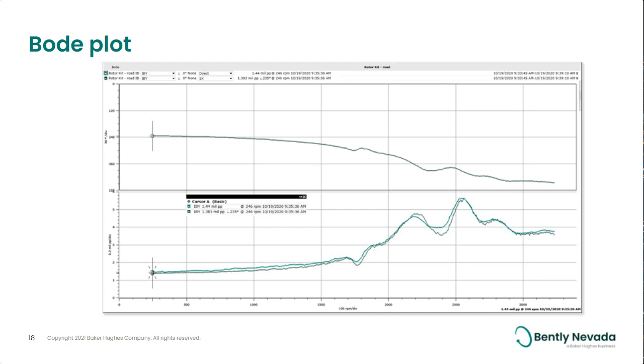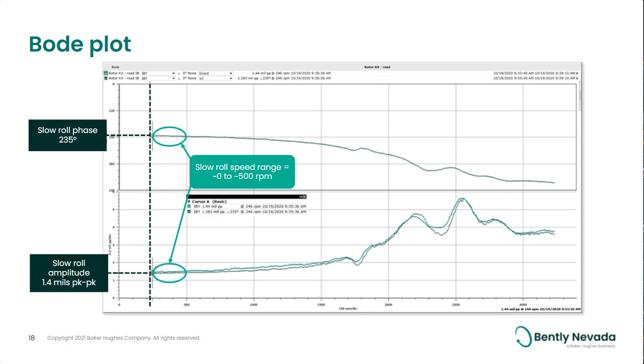So here we've got our slow roll speed from about 0 to 500 RPM. You see how nice and flat that is, and then we can use the scales to figure out what our amplitude and phase is. So our slow roll is going to be 1.4 mils peak to peak at 235 degrees.